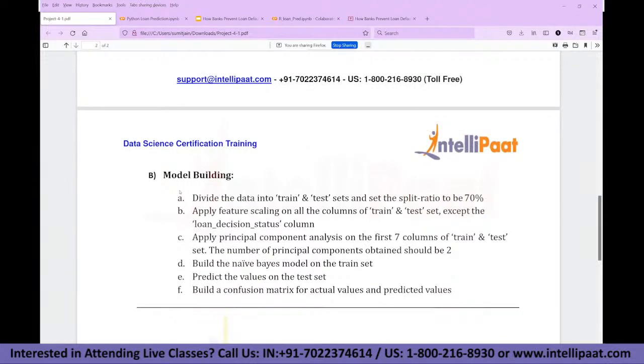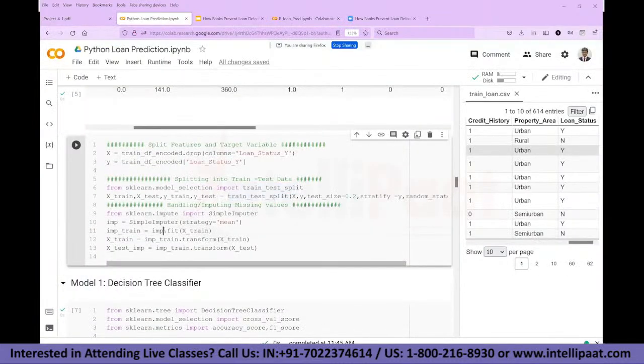We're dividing our data into train and test and setting the split ratio to be 70%. That means 70% should be train, 30% should be test. So I'm trying to do that here only, right? Using the scikit-learn model selection API, I'm trying to import train test split. And using this train test split, I can split my data into training and testing.